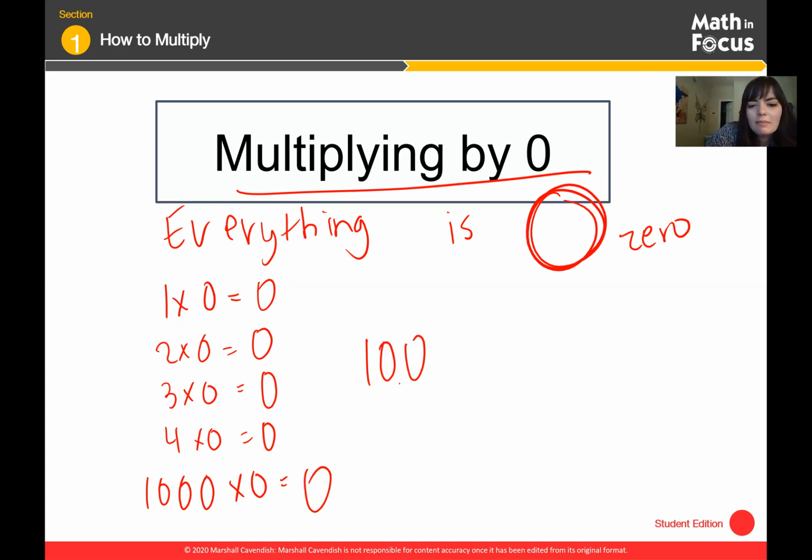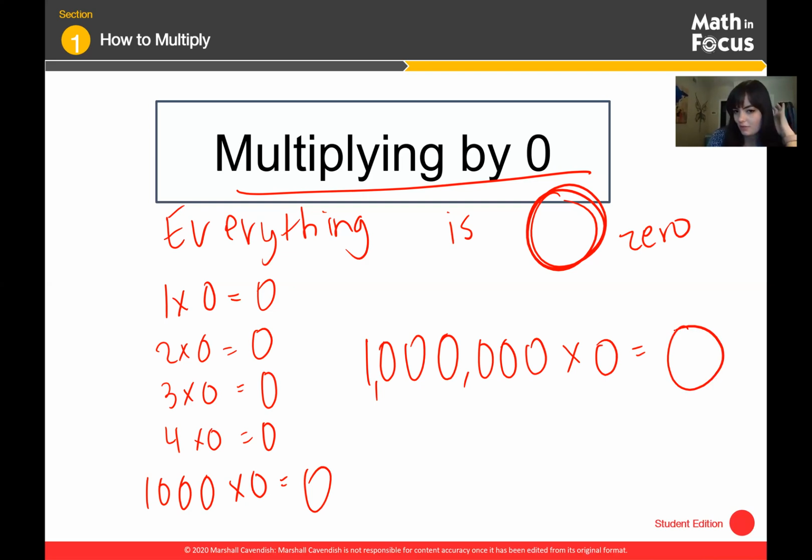1 million times 0, 0. All right. Always, always multiplying by 0 is just 0. So that's kind of the fun thing there. Why? Because if I have 0 in each, I just have 0, right? If I have 0 in each, even if I have one group, if I have nothing in this group, well, I have nothing. Say I have 2 groups.